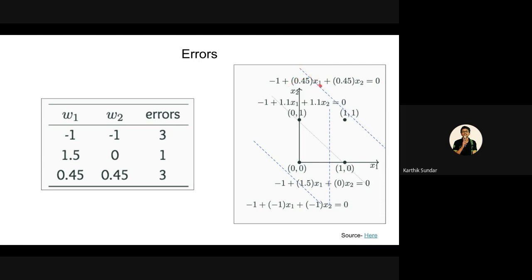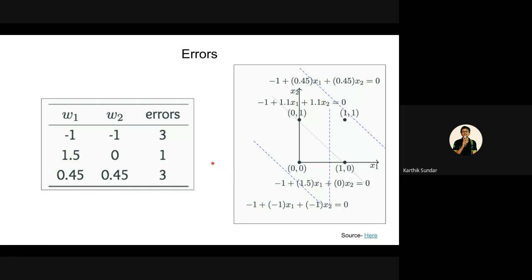So this line is 0.45x1 plus 0.45x2 minus 1 equals 0. What does this do? Whatever points are above, it generates as 1, and whatever points are below, it generates as 0. But here the problem is all points are below this line, so it will generate everything as 0. But in reality, only 0,0 is supposed to be 0, and all these 3 points are supposed to be 1. So it is making an error for 3 points. That's what an error is. This particular line is making 3 errors.